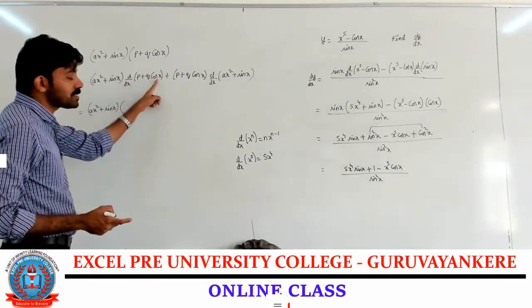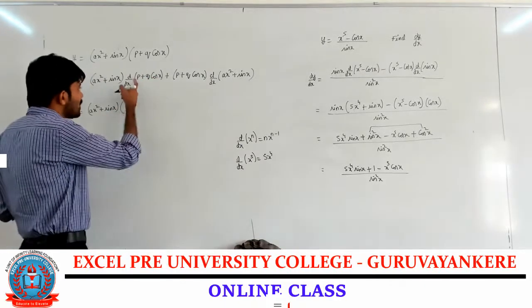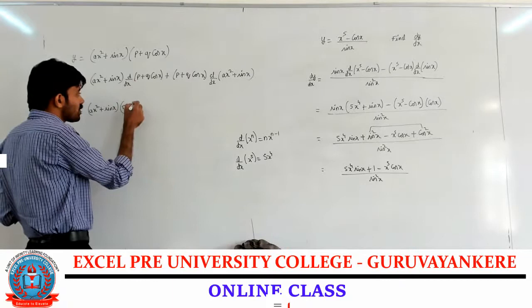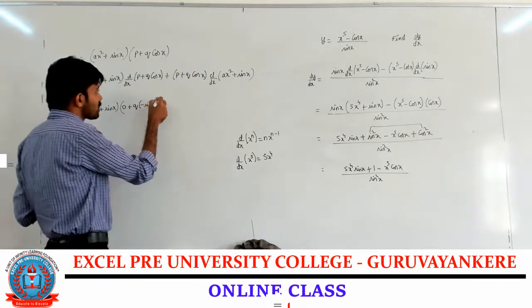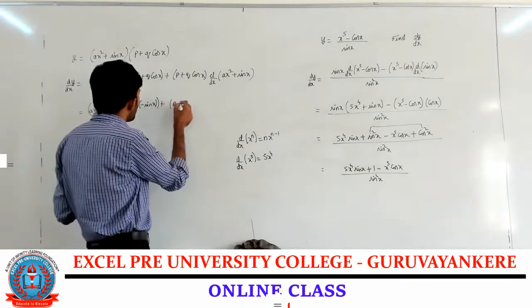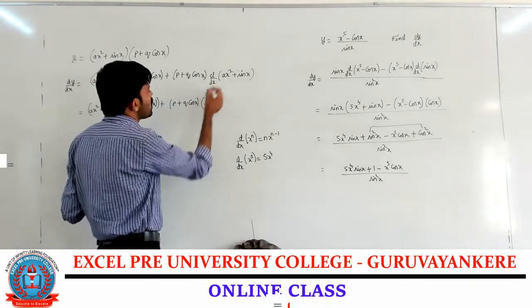Derivative of q cos x is q into derivative of cos x. Derivative of cos is minus sin. Derivative of p is 0 plus q into derivative of cos x is minus sin x plus p plus q cos x into derivative of ax square.